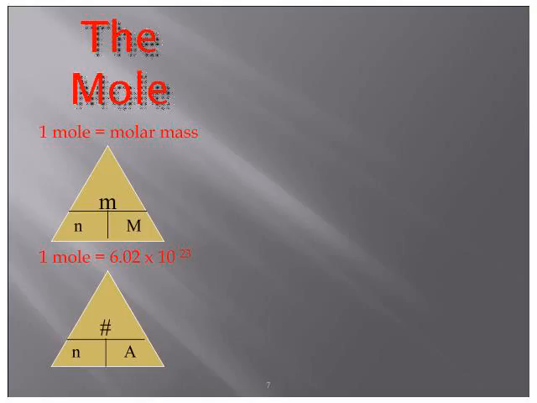It's always the same. And it's similar to the previous triangle. Your n is your moles. The number sign is how many.